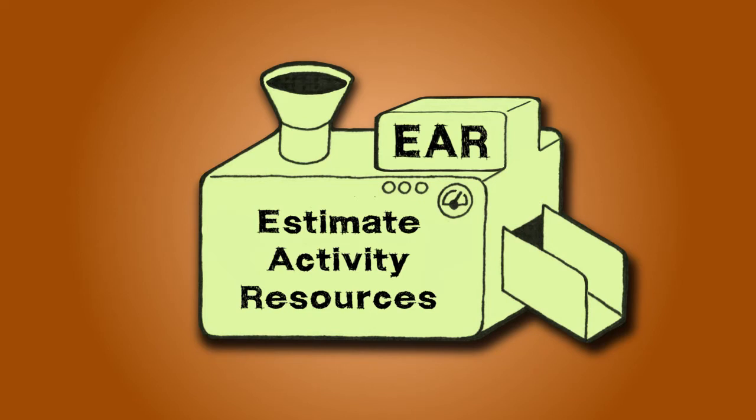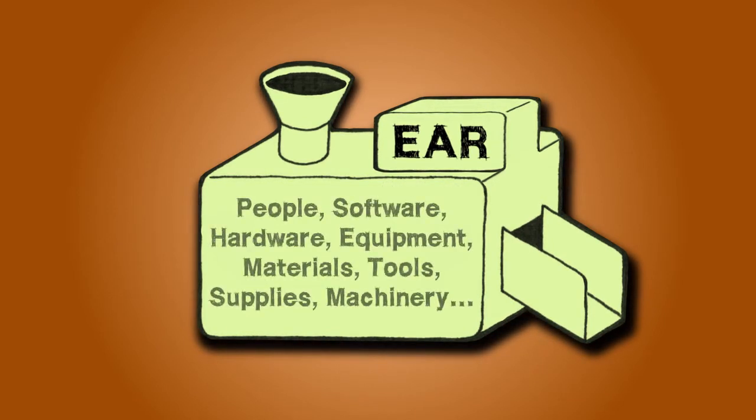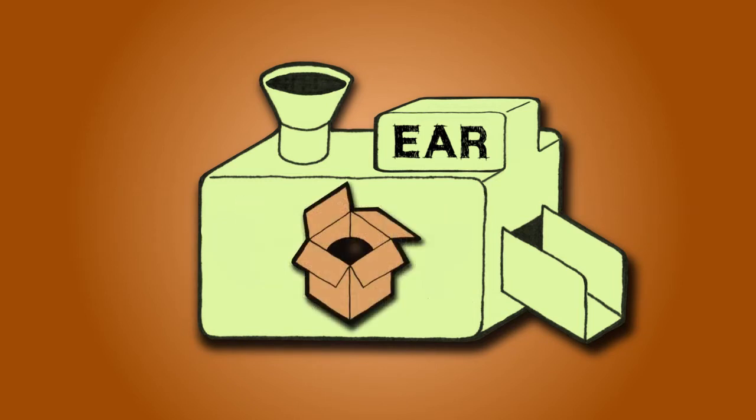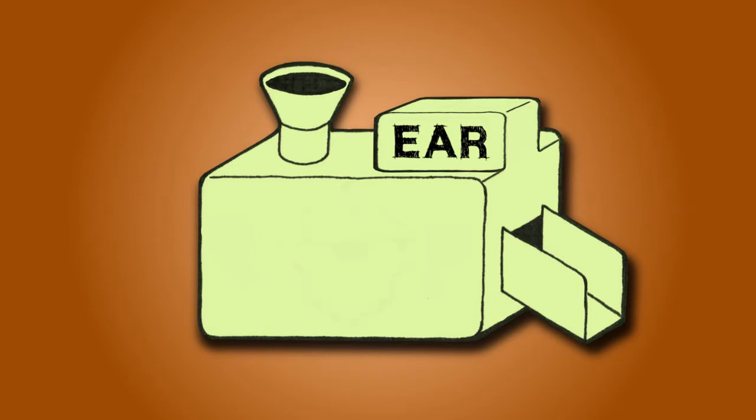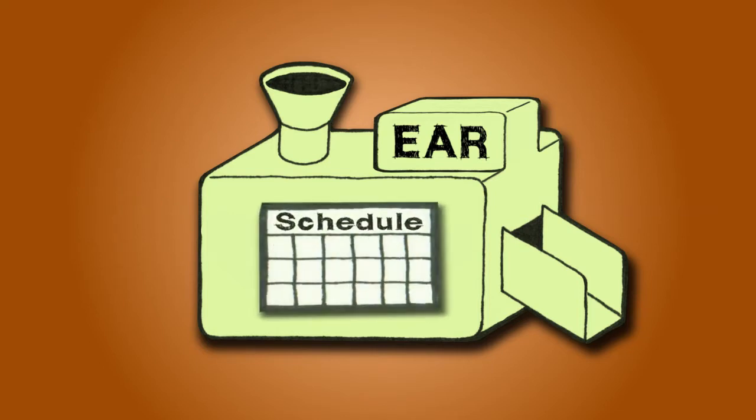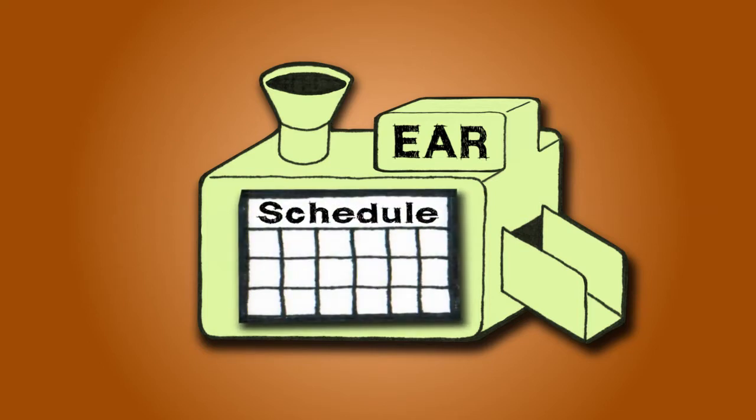Resources in a project could mean people, software, hardware, equipment, materials, tools, supplies, machinery, or anything that will be needed in order to execute an activity. The purpose of the Estimate Activity Resources process is to figure out what type of resources and how much of each type of resource it will take to perform the project activity. This process focuses on each individual activity within the schedule to calculate its resource requirements.